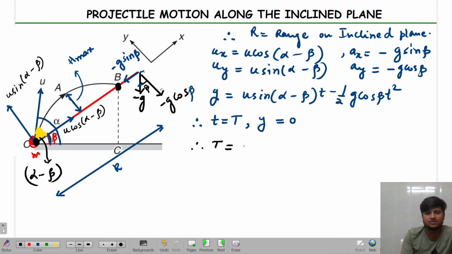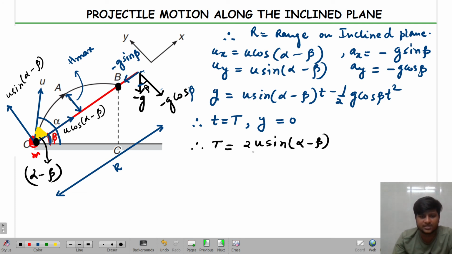It is going to be equal to 2u sin alpha. I'm writing directly, I'm not going to derive. 2u sin(alpha minus beta) divided by g cos beta, right or not? So just a little bit of changes.